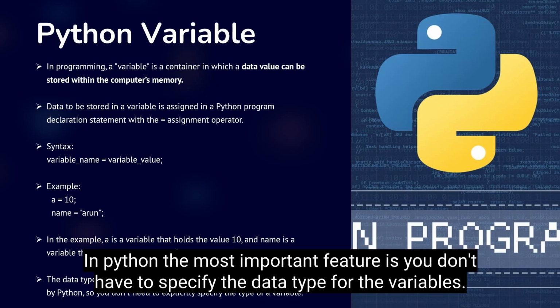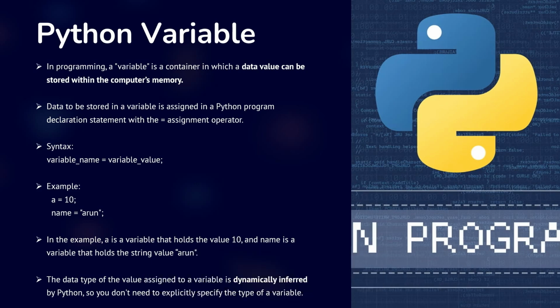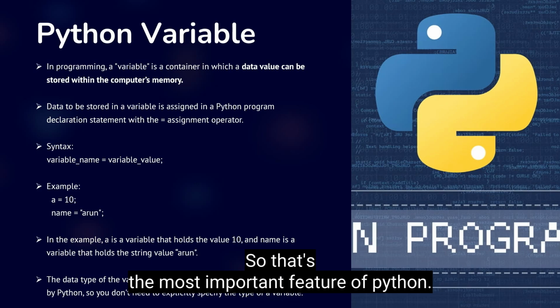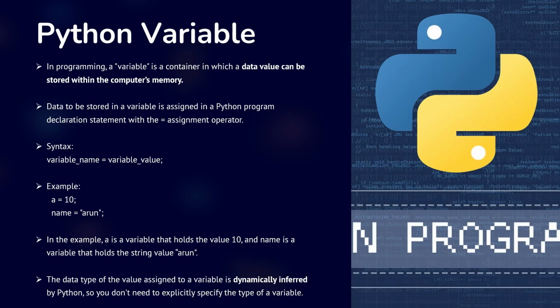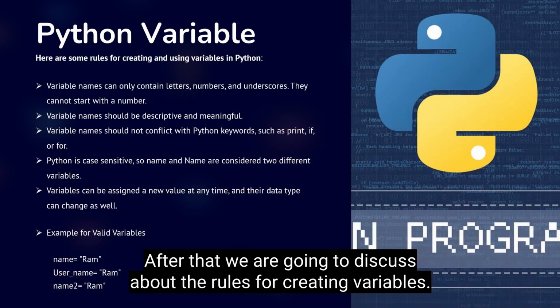In Python, the most important feature is you don't have to specify the data type for the variables. Python automatically assigns the data type for the variable. So that's the most important feature of Python. So a variable is nothing but a container that stores the values of the data. After that, we are going to discuss the rules for creating variables.